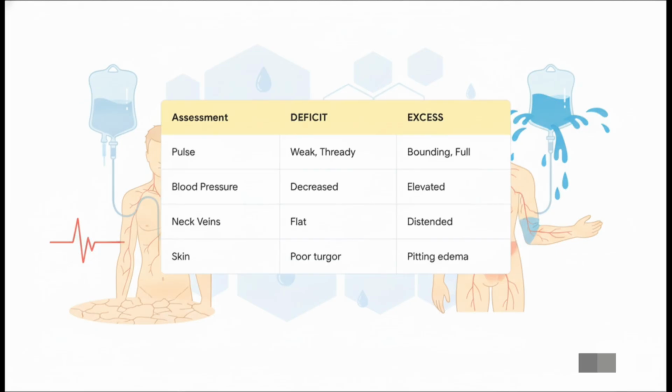For fluid volume deficit, I want you to picture an empty gas tank. Everything's low and weak. A thready, rapid pulse, decreased blood pressure, flat neck veins. Now for fluid volume excess, think of an overflowing bathtub. Everything's full and powerful, a bounding pulse, elevated blood pressure, and those classic distended neck veins.